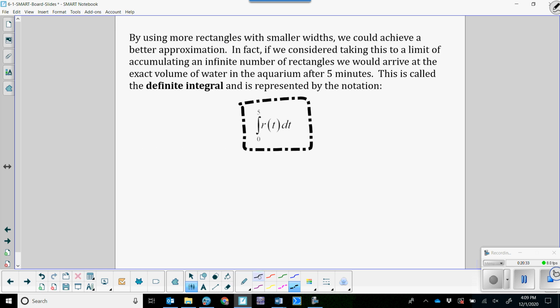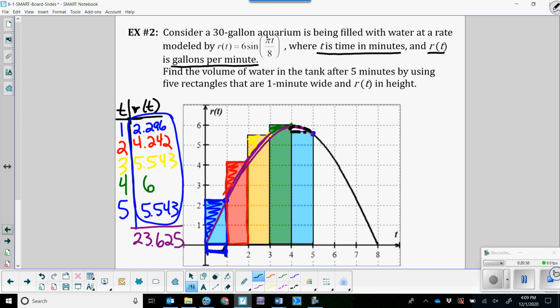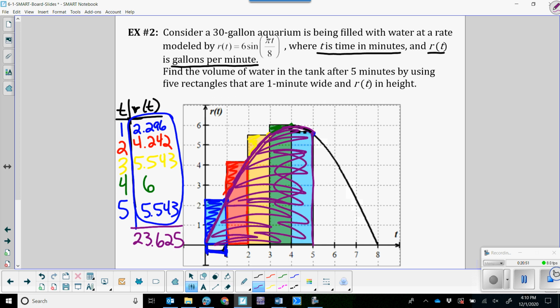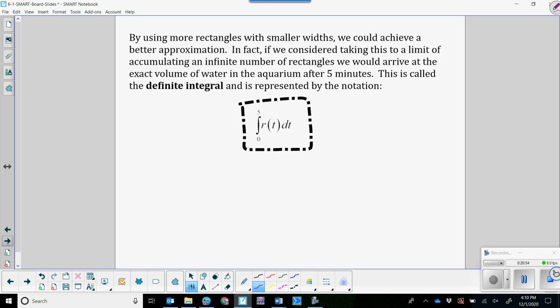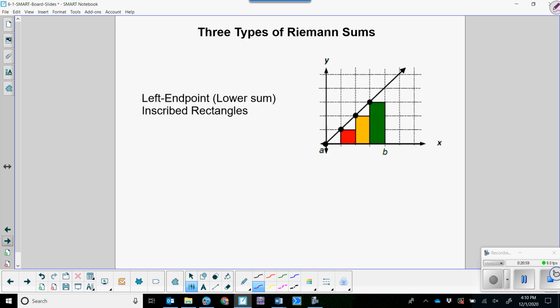And then this is how we would write this problem. We would say that we are integrating from 0 to 5 of r of t dt. So if we wanted this purple area, this exact area from here to here, without the extra stuff and without the missing things, that is represented by the integral from 0 to 5 of r of t dt, okay? So we're going to learn how to approximate those answers and then see how that translates into being able to do exact answers.